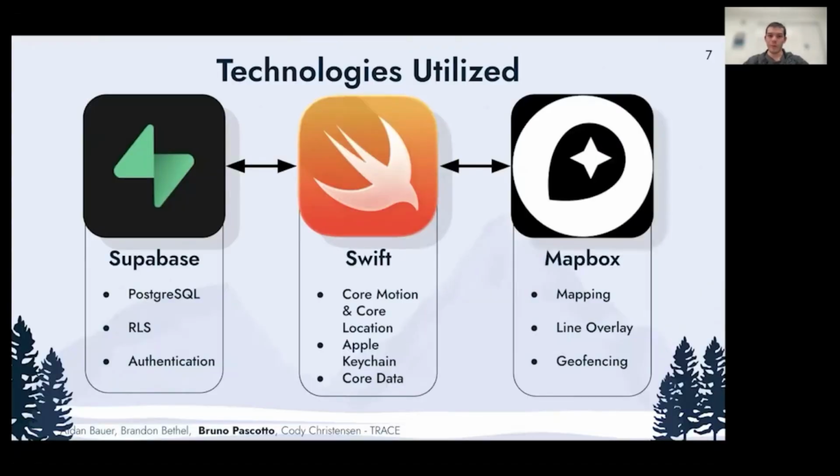Hello everyone, I'm Bruno. And in terms of the technologies that we utilized, since the app was built only for iOS, we used Swift as its main programming language, which allows us to have some convenient libraries from Apple, such as the Core Motion and Core Location libraries, letting us get the user's location and motion for the trick tracking.